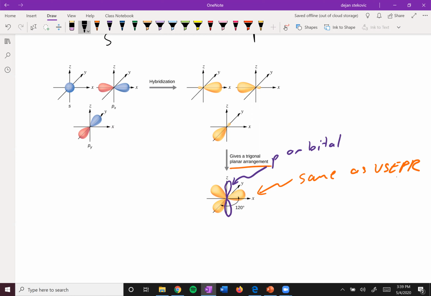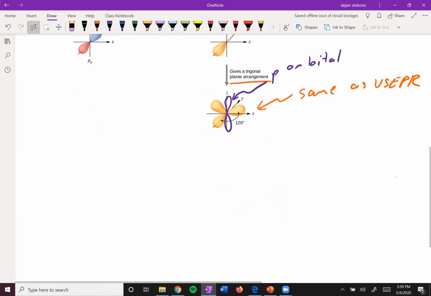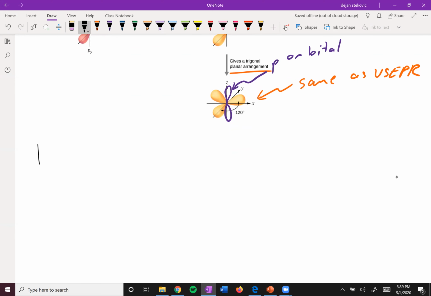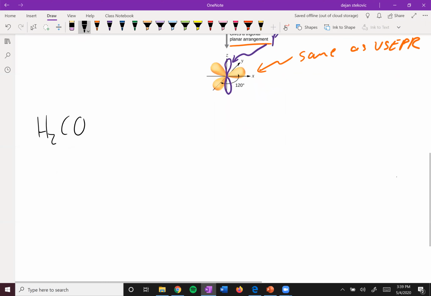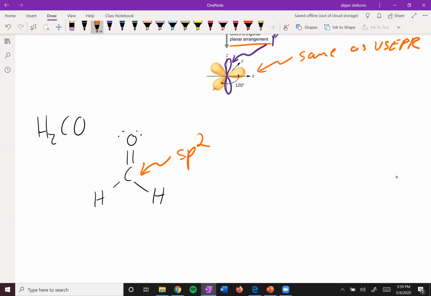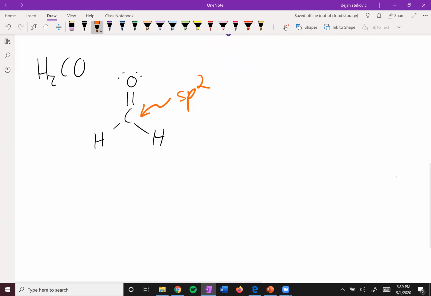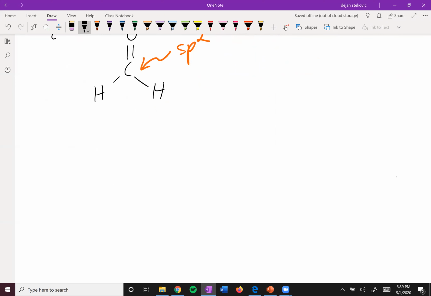Let's see how that unhybridized p orbital plays a role in bonding and how it controls some of the properties of sp2 hybridized things. So let's take a look at the example H2CO. This is formaldehyde. If you draw the Lewis structure of this one right here, you see carbon is only attached to three things, so you're predicting an sp2 hybridization. Let's take a look at what that looks like.